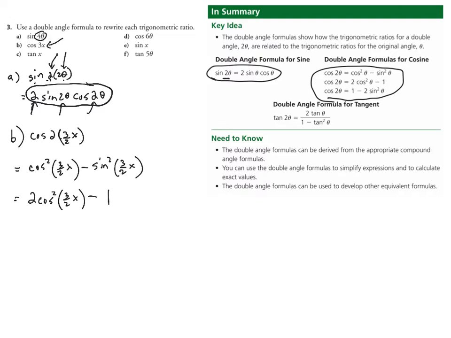And I could have written 1 minus 2 sine squared of 3x over 2.